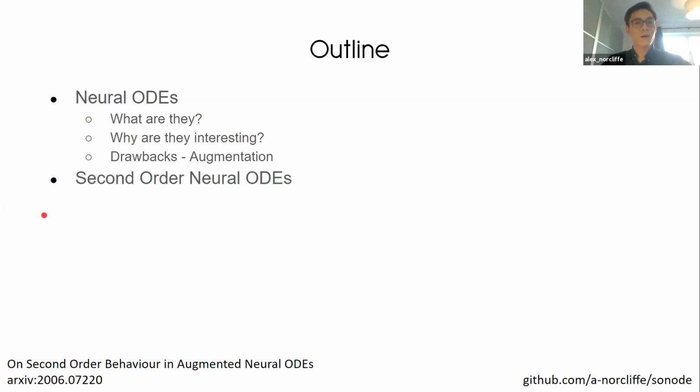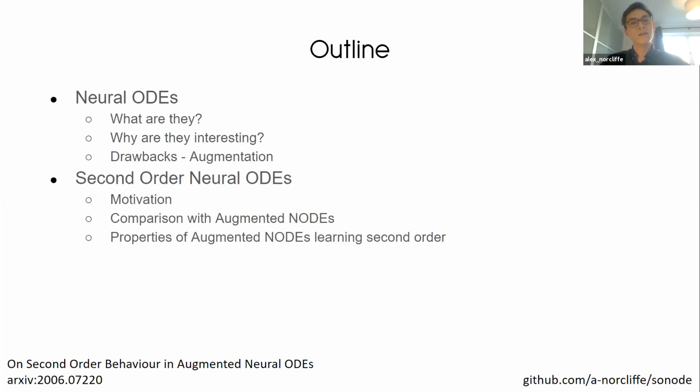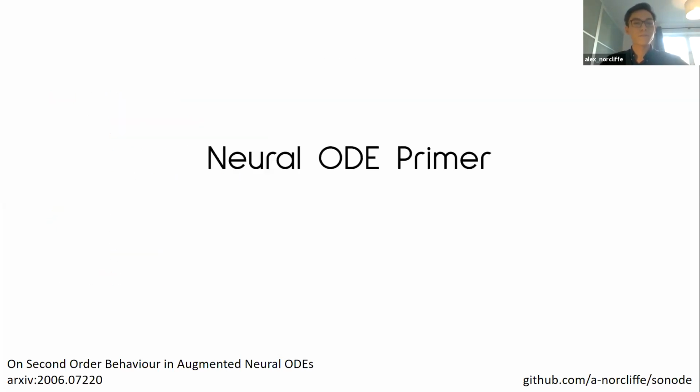And then I'll talk about our paper, which is on second order neural ODEs. We'll talk about the motivation for them. We'll compare them with augmented neural ODEs. And we'll look at the properties of augmented neural ODEs and how they learn second order. And we see that there are quite interesting properties there. We see how they perform on real world data. And then I'll just talk about what potential future work could be done.